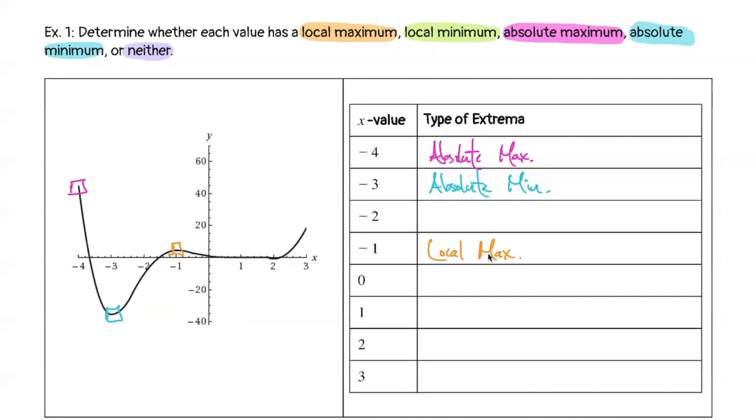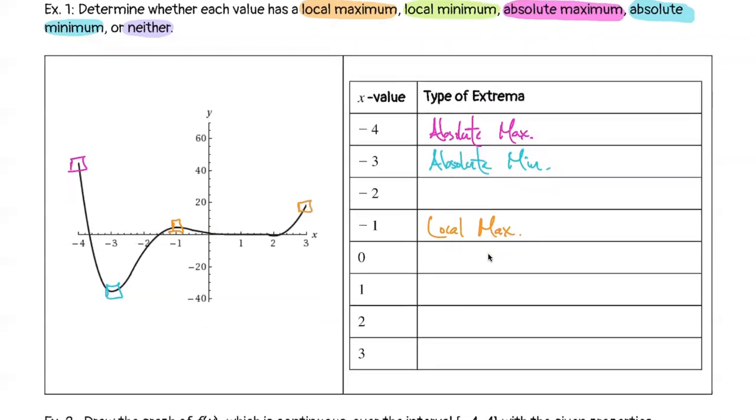Are there any other points that would be considered a local maximum? It's the highest point in that region. Yeah, that very little tail situation happening at the end, that's the highest point in that region, but it's not higher than the pink point. So we can call that a local maximum.